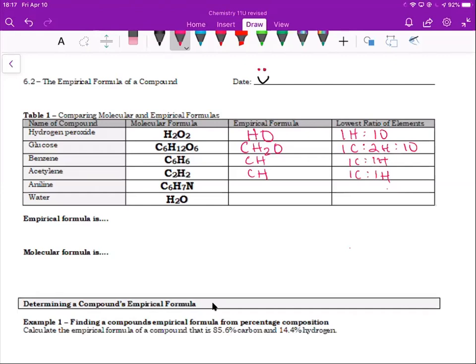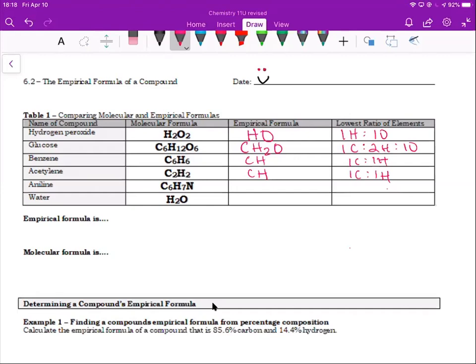right? But acetylene is a gas and benzene is a liquid. They're very different on a molecular scale, but when we're looking at the empirical formula, they're both the same. Okay, so I'll explain to you why knowing the empirical formula is important.